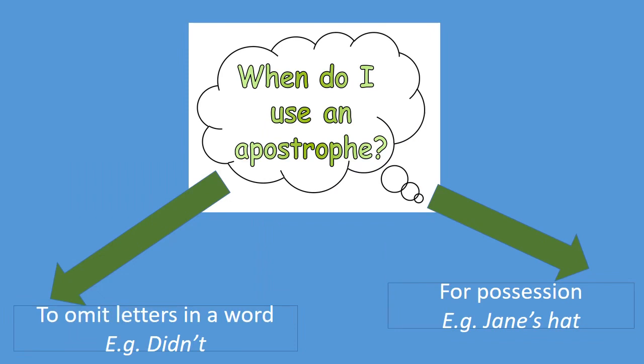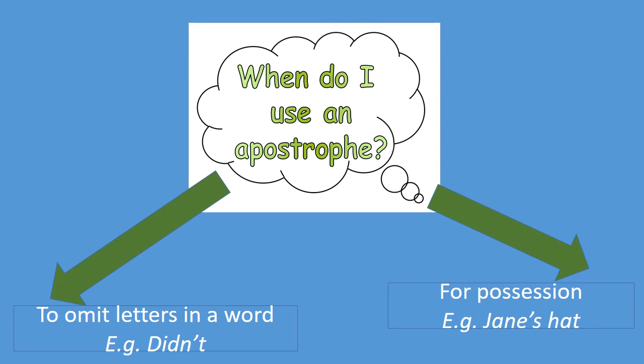Well, there's two main reasons why we use an apostrophe. The first is to show omission, to show that there are some letters in the word that are missing. So didn't could be did not, but instead when we join it together and make it didn't, that contraction, we use an apostrophe to show that the O is missing.